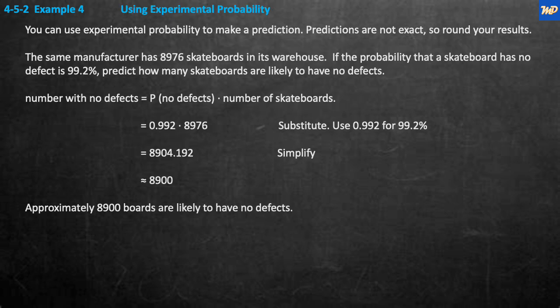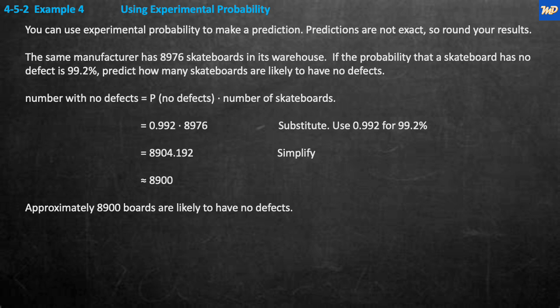Okay, example 4, using experimental probability. You can use experimental probability to make a prediction. Predictions are not exact, so round your results. I mean, you're predicting that something is going to happen. You can round it to an even number. You'll see how that works out.